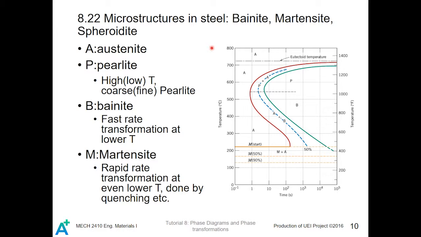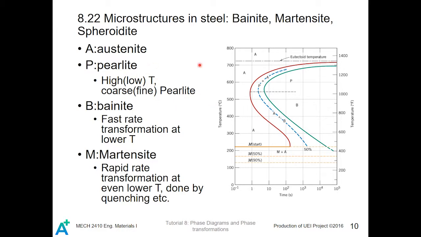Apart from pearlite, there are other microstructures, bainite and martensite. In this picture, A stands for austenite. It is well known to you. For pearlite, there are two types of them. At a higher temperature, they will form coarse pearlite. At a lower temperature, it will form fine pearlite.